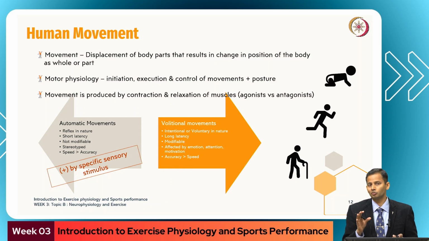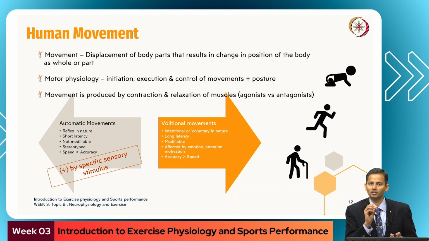Whereas volitional movements are slightly complicated. They can be modified. Since there is an additional voluntary thought, or the effect of the central nervous system or the thought process, that has come into this type of movement, you have some delay.